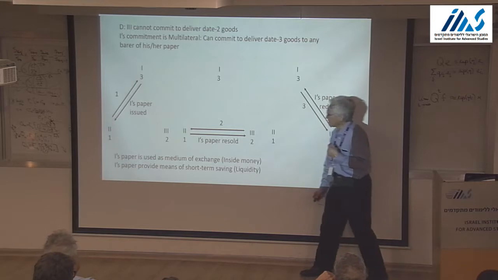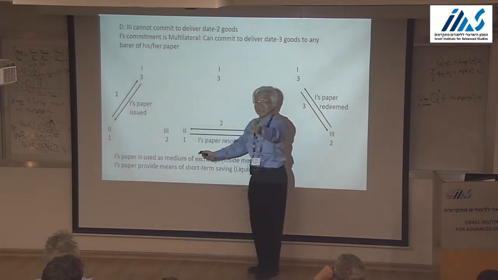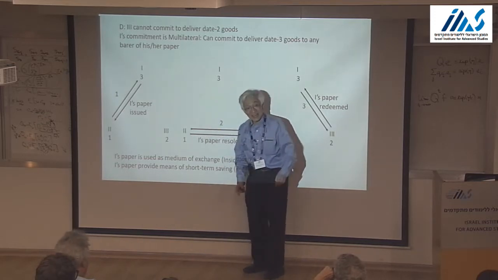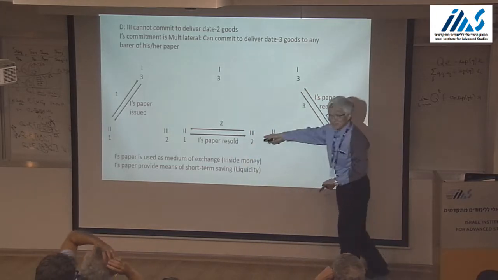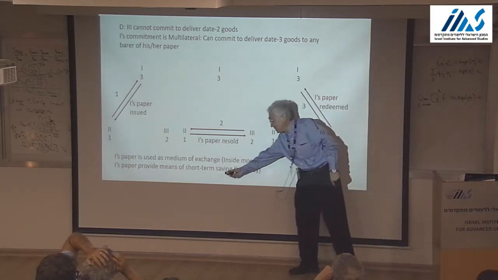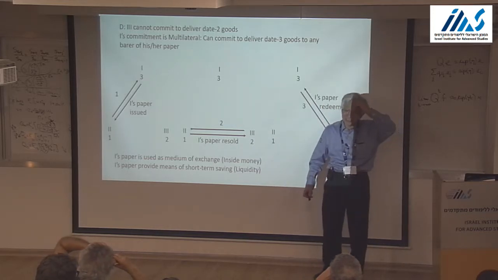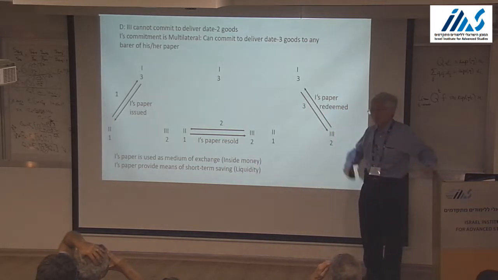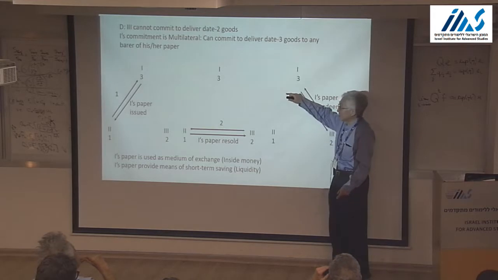Also, looking at this, type one's paper is providing overnight means of saving. Between dates one and two, type two is using it for overnight saving purposes, and then between dates two and three it is held for one period. It travels many times before maturity. It provides the means of short-term saving, which we call liquidity. There are a lot of different definitions of liquidity. We use it as a means of short-term saving, switching hands too. So that's the nutshell of the solution.